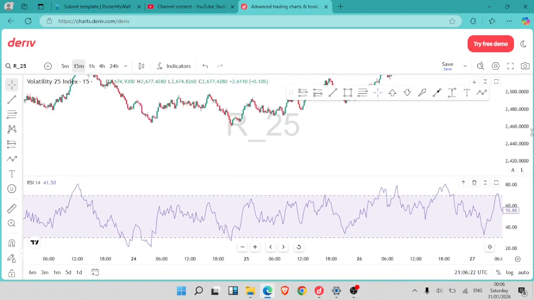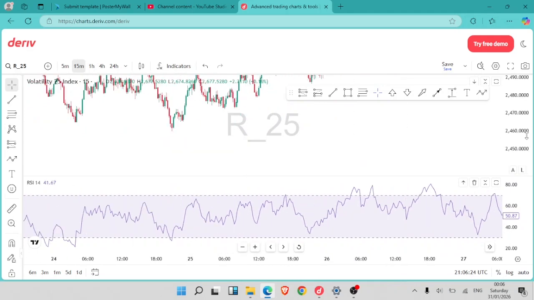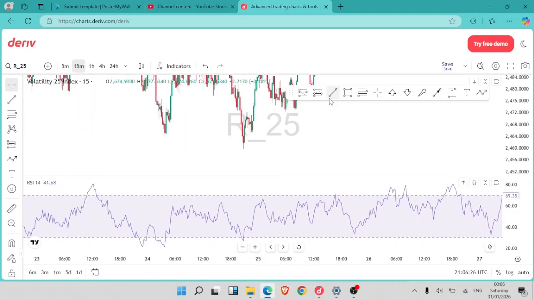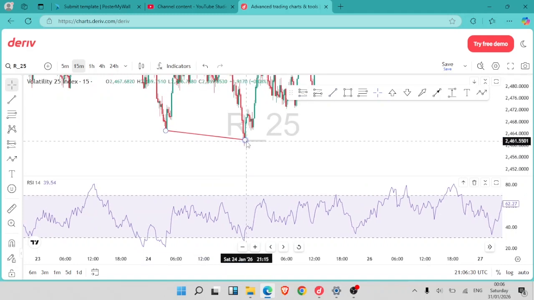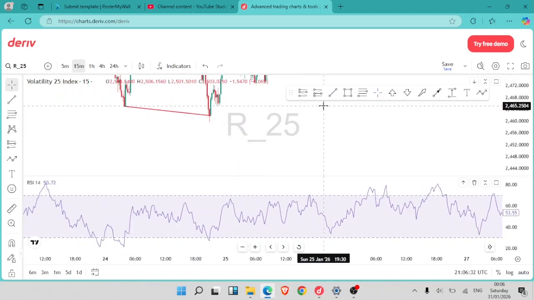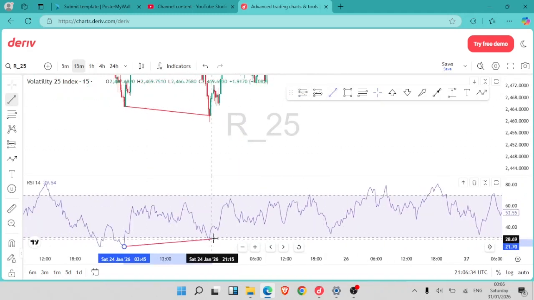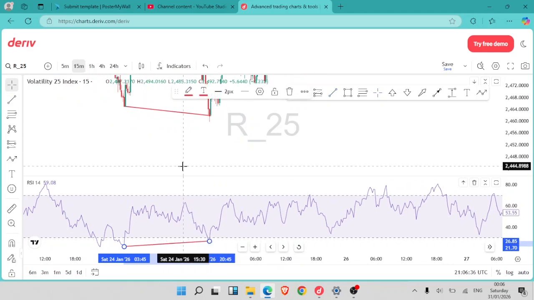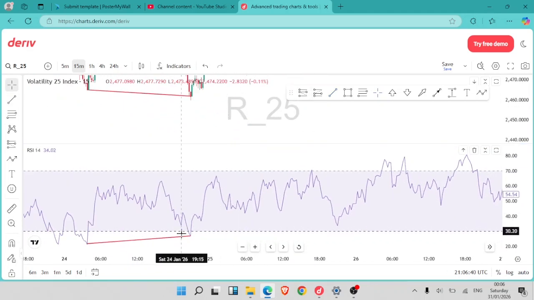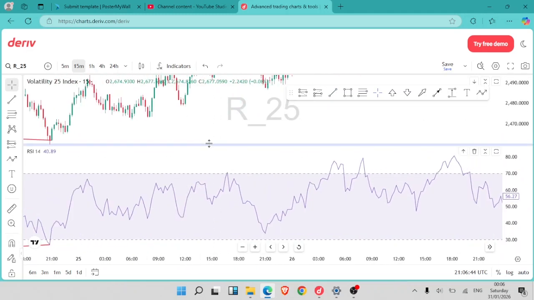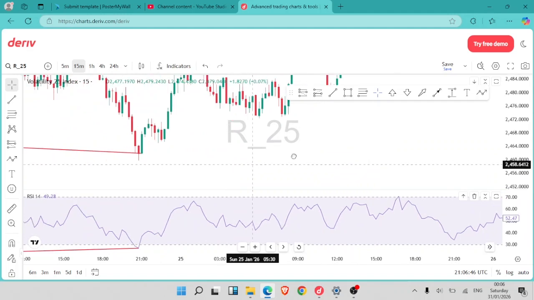So you can see here we had price forming lower highs and lower lows, and then the RSI was doing the opposite, giving us a lower low and a higher high like this, right? So when you have this divergence, this right here is formed after price has given us a bullish engulfing candle.